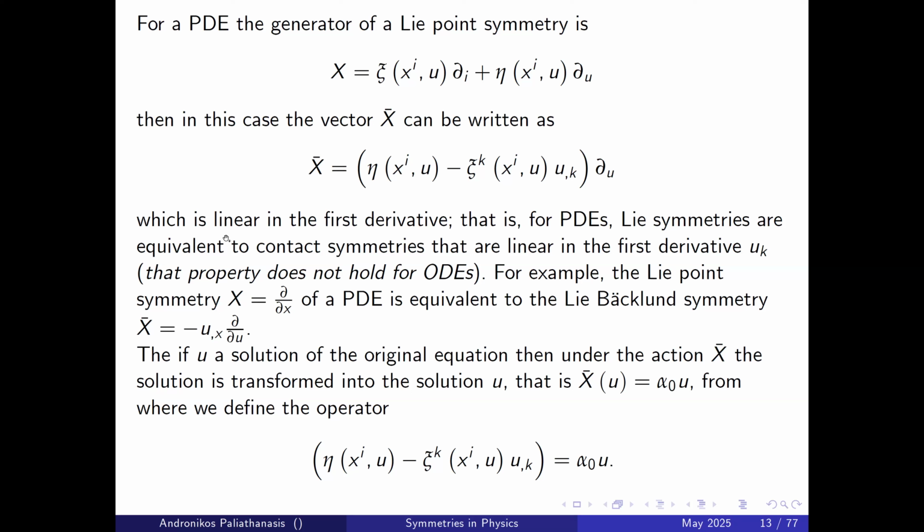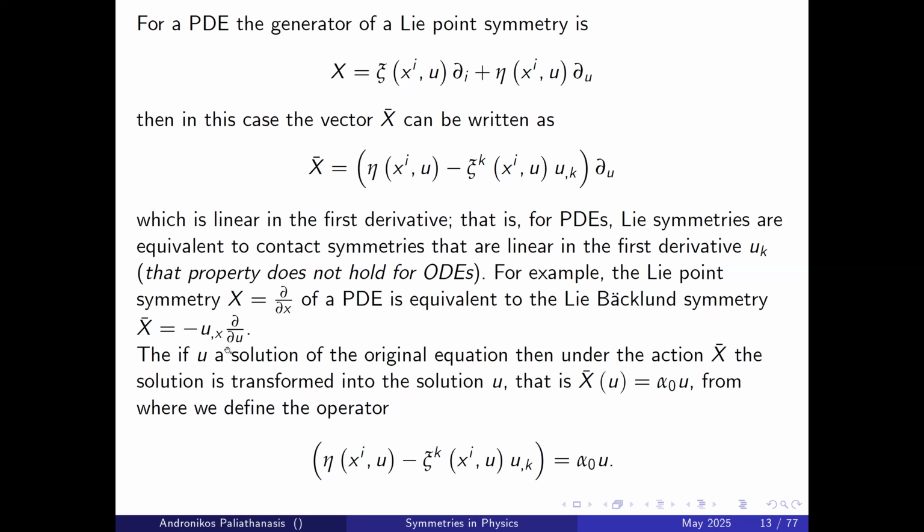This means that Lie point symmetries are equivalent to contact symmetries that are linear in the first derivative and hold only for PDEs. For example, the Lie symmetry vector, this one, of a PDE is equivalent to the Lie-Backlund symmetry X bar minus u_x times the derivative with respect to u. So as you can see, the transformation d/dx, the translation symmetry in the x direction, is equivalent to the Lie-Backlund symmetry in the d/du direction.